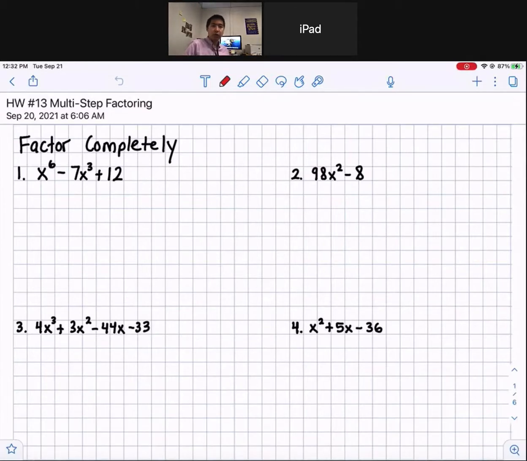Hey guys, here's your homework number 13, multi-step factoring.